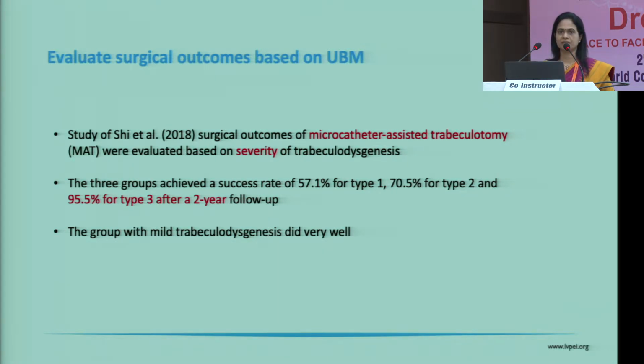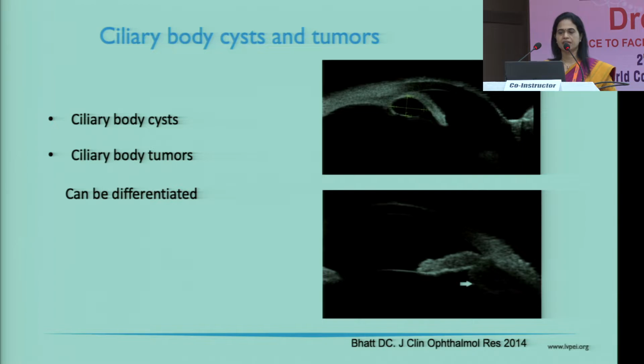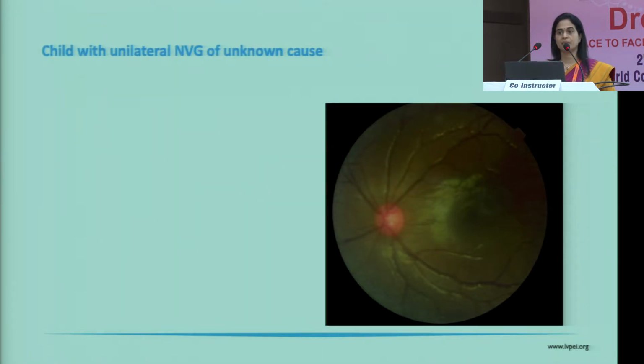So this is something that's very important. In a severe dysgenetic angle, maybe one needs to go in for a filtration surgery rather than doing an angle surgery. Ciliary body cysts and tumors is something that we have to be worried about as well. Sometimes they can present as congenital glaucoma also. So that's why it is routine for us to do a B-scan for every child who presents with congenital glaucoma. Even if the cornea is not so hazy, we will not be able to make a complete posterior segment assessment. So B-scan becomes very important.